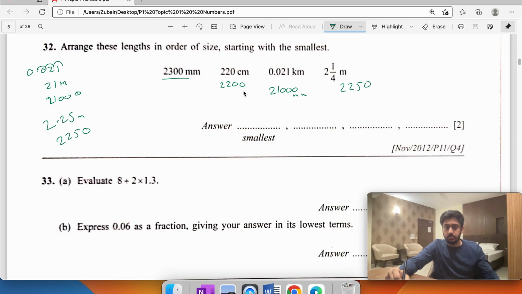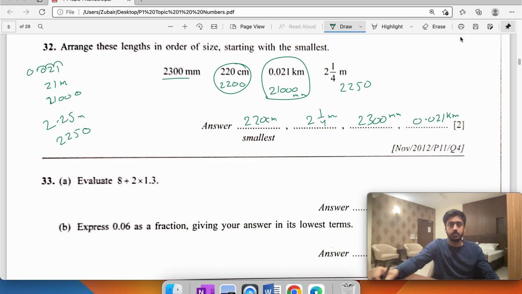Now 2200 is the smallest value, so I write this first, 220 centimeters, and we can see this is the largest one, so 0.021 kilometers, and then 2250 and 2300, so 2300 millimeters, and 2 whole 1 by 4 meters.